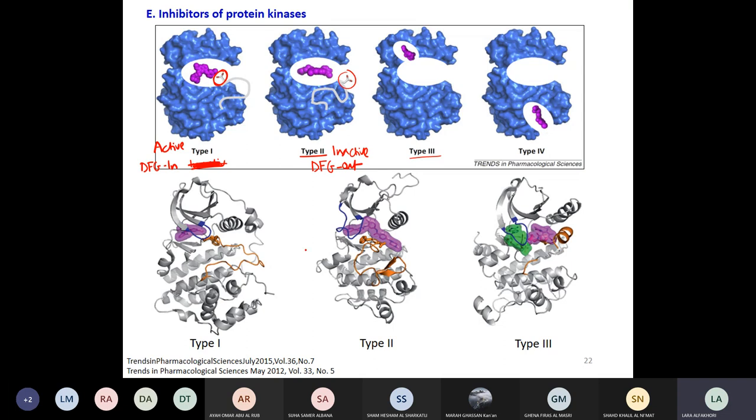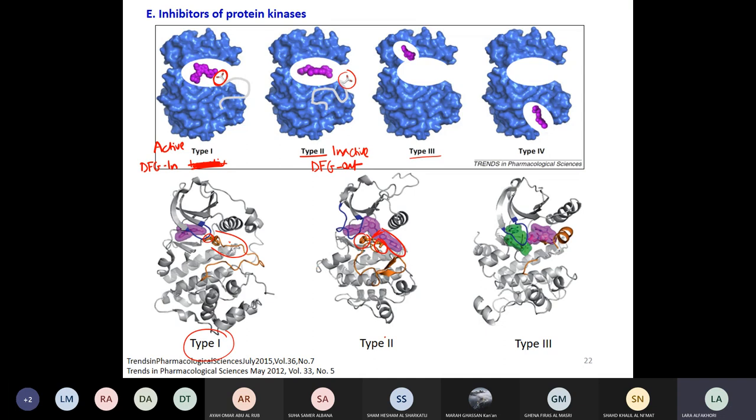Here's another image of two crystal structures of kinases bound to their inhibitors. This is a type 1 inhibitor that favors the active conformation, where the DFG motif is in, the aspartic acid pointing toward the binding site of ATP, and the phenylalanine is closing the allosteric site. As for type 2, it favors the inactive conformation, with the DFG motif out, where the aspartic acid, as you can see, is pointing away from the ATP binding site, and the phenylalanine is away from the opening or the entrance of the allosteric site.